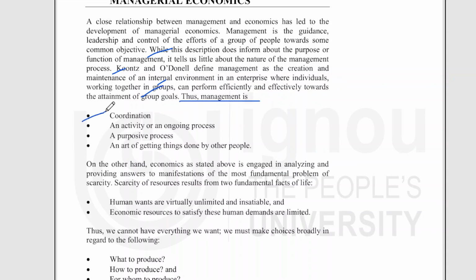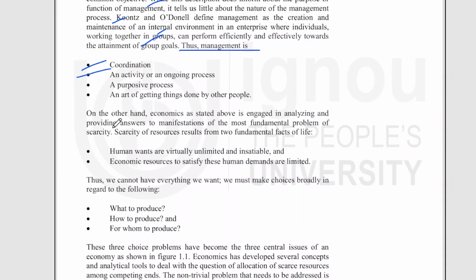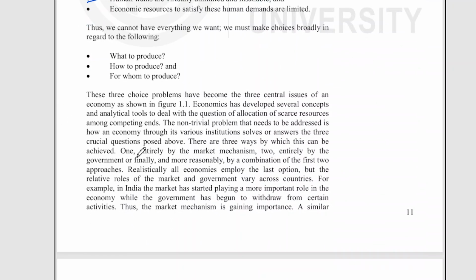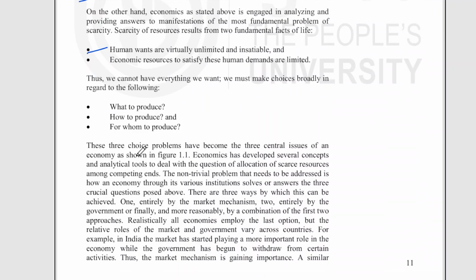And thus management is a coordination activity, an ongoing process, a purposive process, an art of getting things done by other people. On the other hand, economics, as stated above, is engaged in analyzing and providing answers to manifestations of the most fundamental problem of scarcity. Scarcity of resources results from two fundamental facts: human wants are virtually unlimited and insatiable, and economic resources to satisfy this human demand are limited.